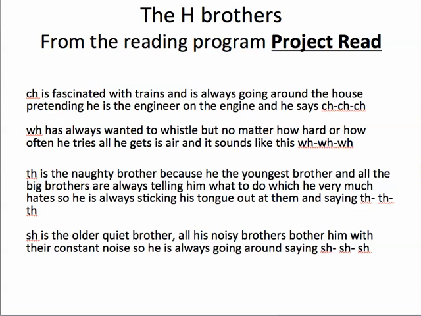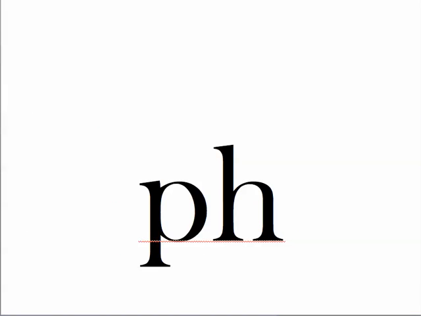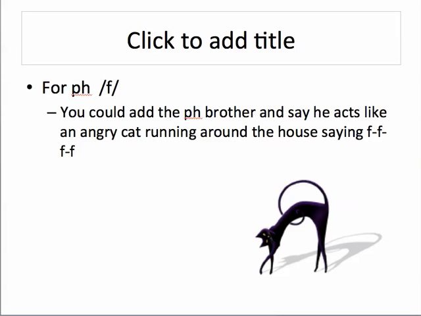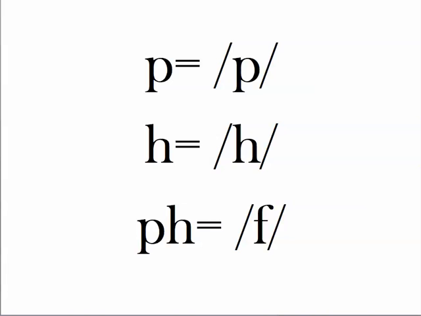shh, shh, shh. Another consonant digraph is PH. Now PH says f. You could add a PH brother and say he acts like an angry cat running around the house saying f. You would think the P would say p and the H would say h, but instead it says f. Those are our major consonant digraphs.